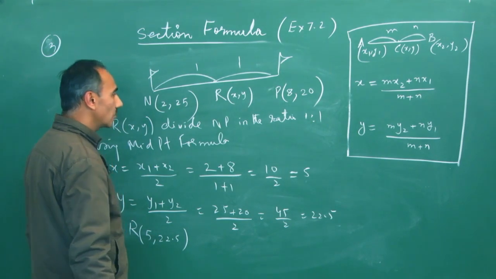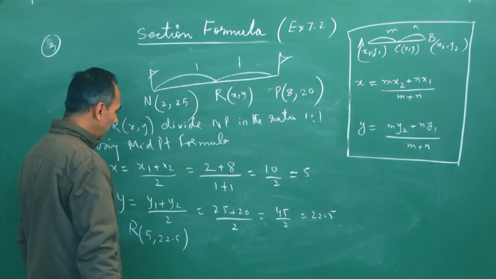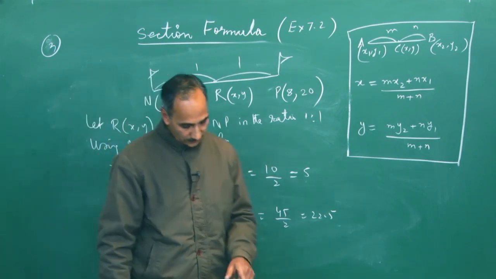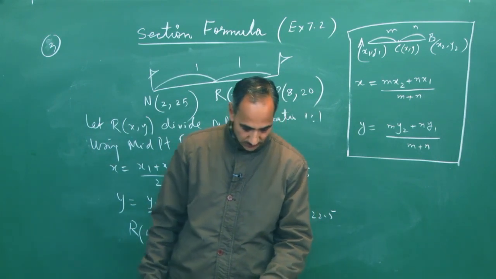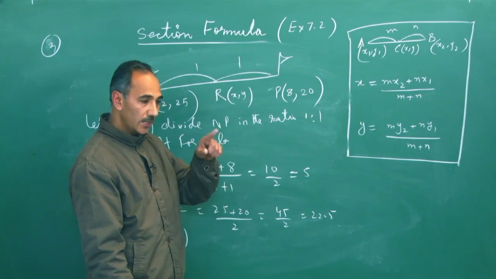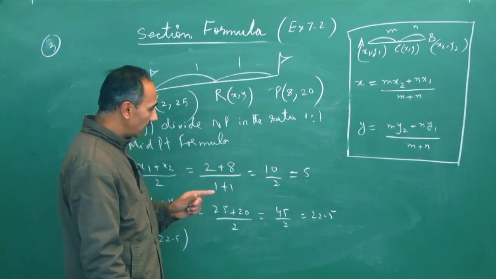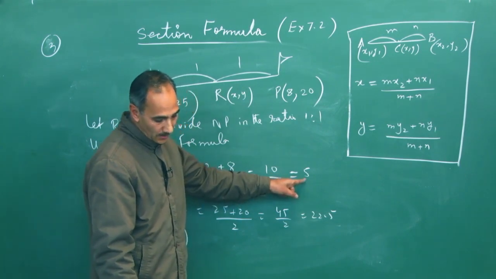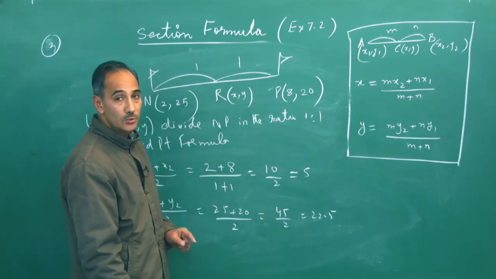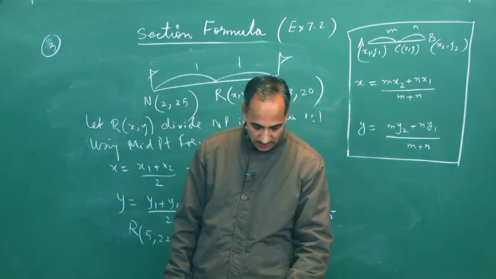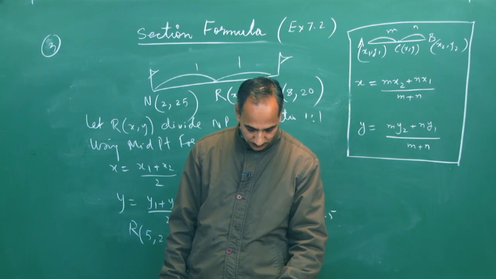So Rashmi has to post a flag. She has to walk in the 5th line and travel a distance of 22.5 meters along AD. So which line does she have to walk? She has to walk in the 5th line and at a distance of 22.5 units along AD. Okay, this was a case of the midpoint formula.